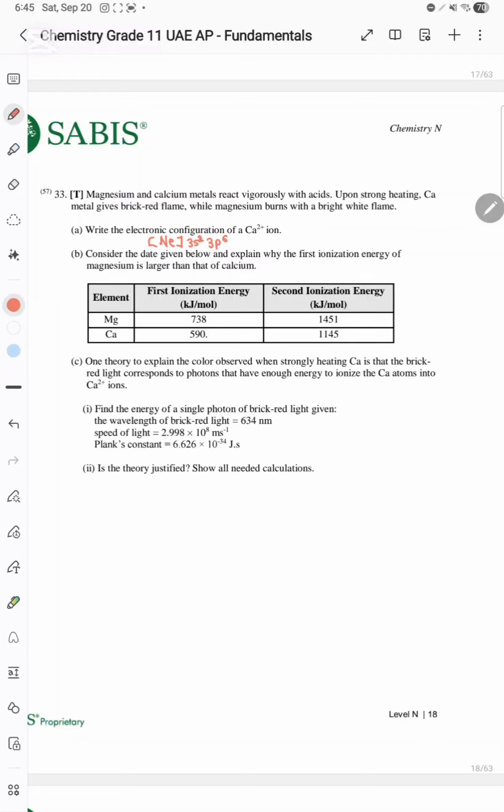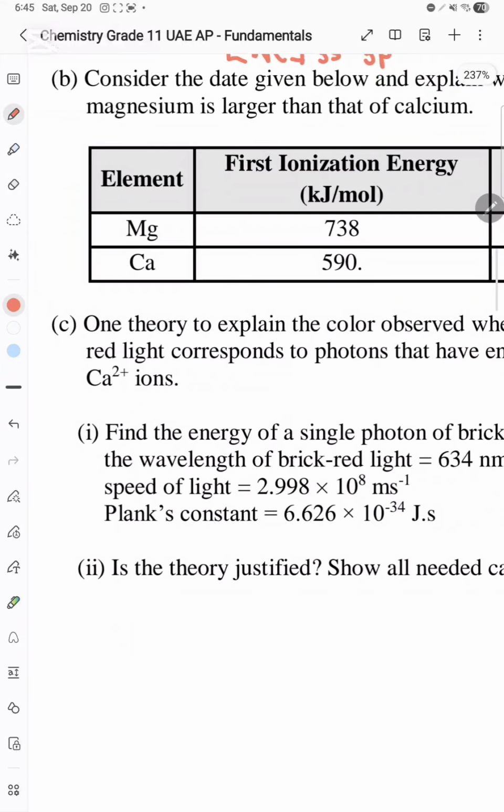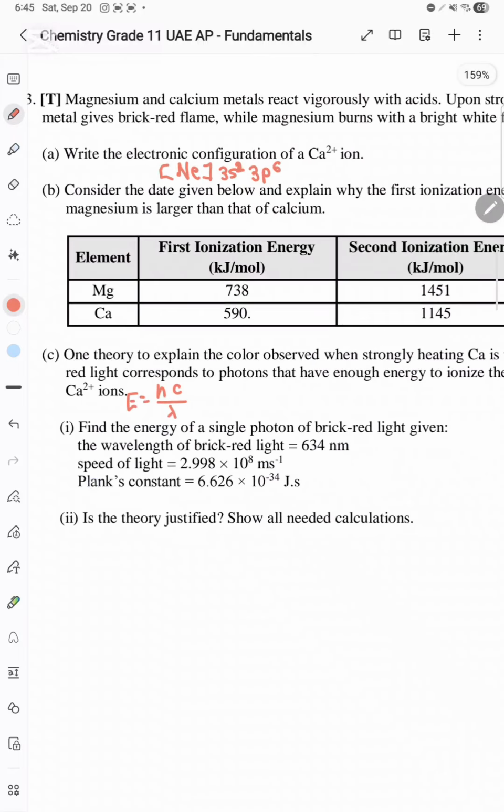So now, one theory to explain the color observed when heating is that the brick red color corresponds to the photons that have enough energy to ionize the Ca atoms into Ca2+ ions. We've never actually taken this, but it's relatively easy to do. We know that the formula is hc over lambda equals energy. So here we're trying to look for the energy.